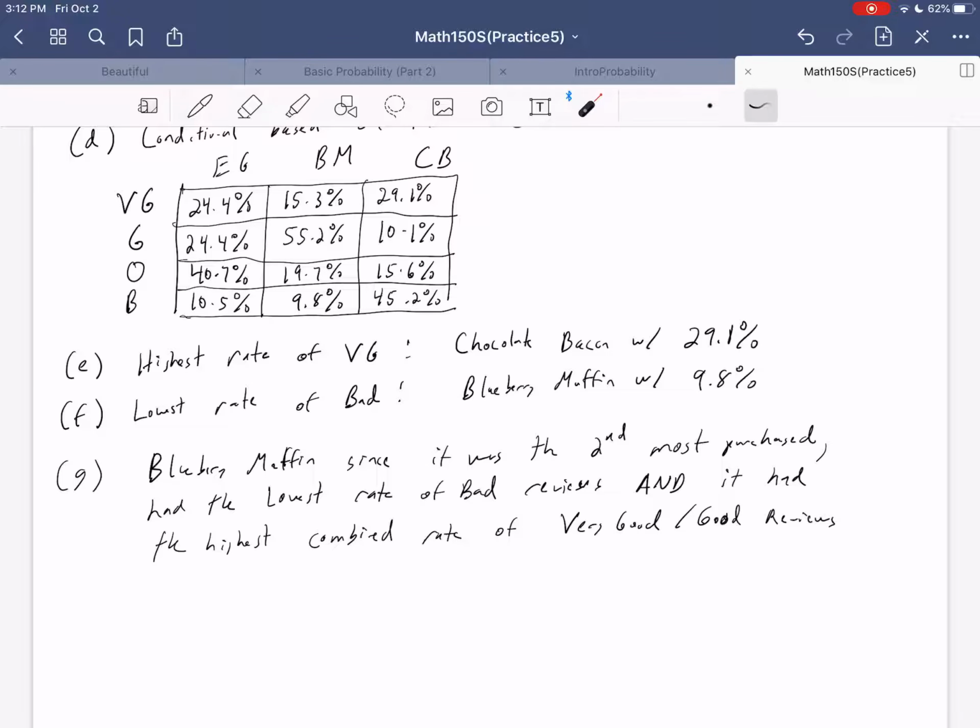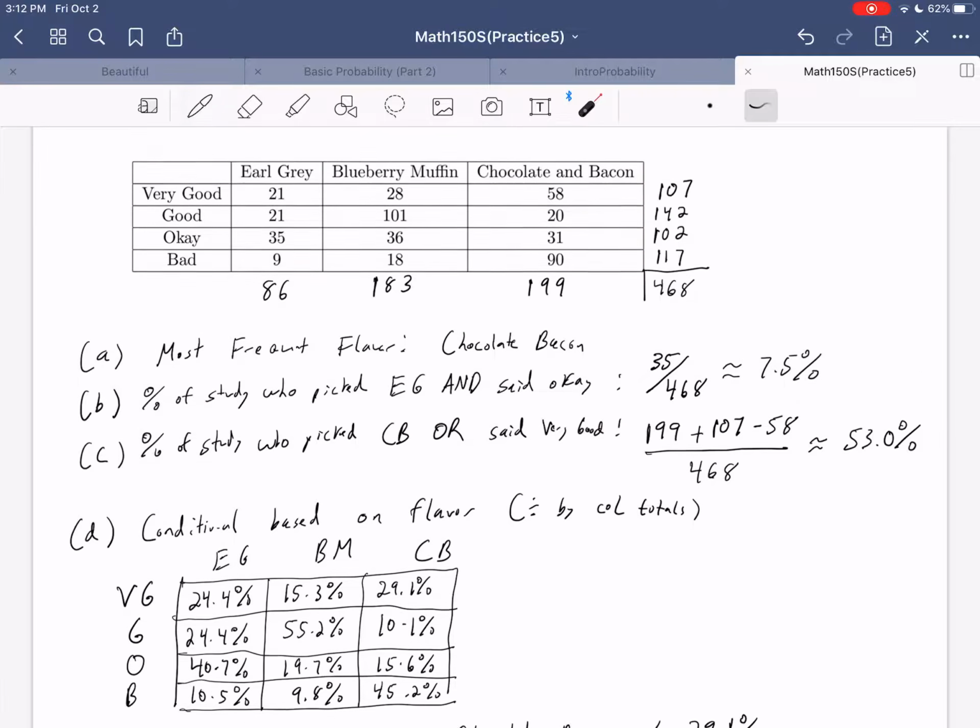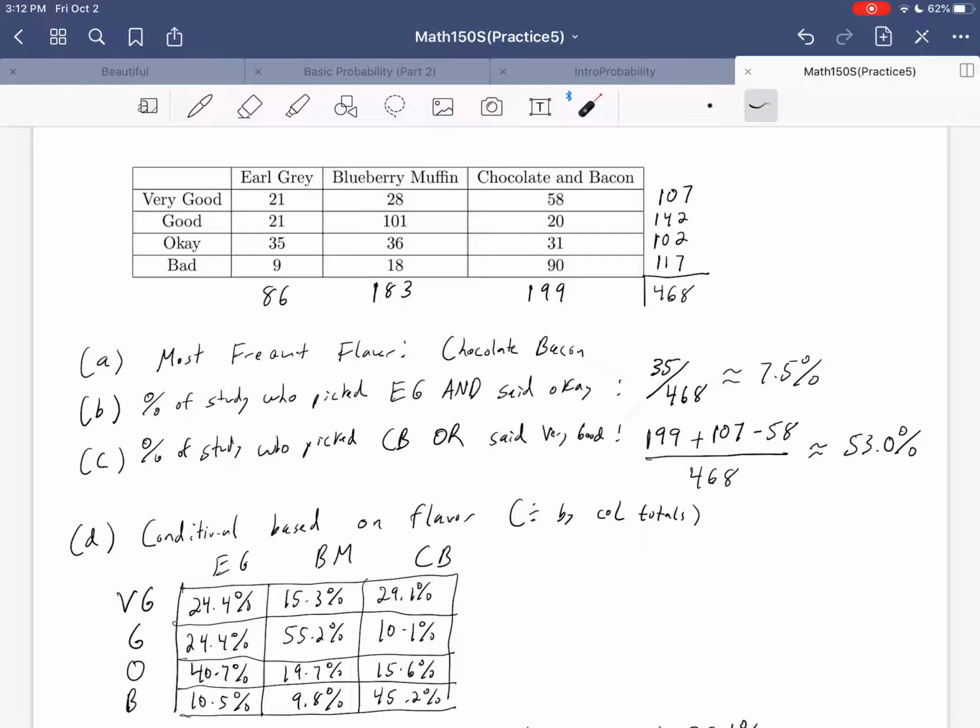Could you maybe try to argue for the other ones? Perhaps, but as we said, there's some big limitations to those. People who would argue for chocolate bacon are basically acknowledging that close to half the people that are going to try it are going to end up saying it was bad. That's probably not something you'd want as your customer experience. And for Earl Grey, while it had pretty decent reviews, it had a large percentage saying only okay, and really worrying is that it seems not a lot of people wanted to purchase it.